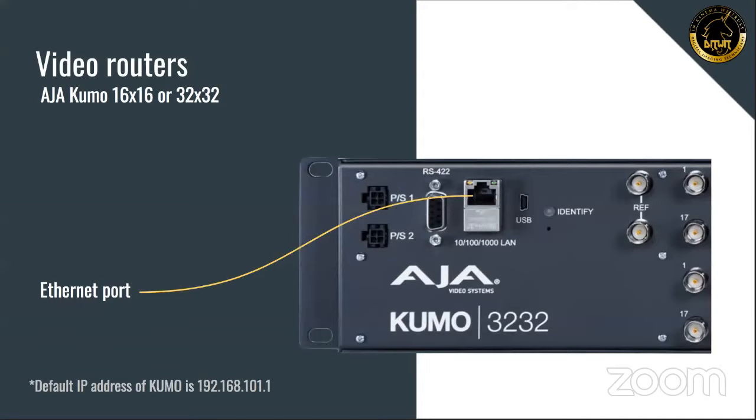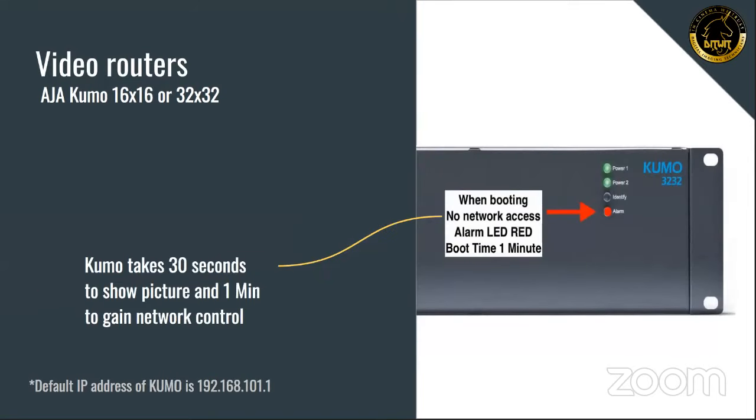The Kumo has an Ethernet port on it. You can connect your computer to it. If you bought this secondhand, it's really great to just do a factory reset. Wipe out what anyone has done to it, because you just don't know, and it removes any variables. Then you can log into the web UI and start setting things up, which we're about to show you. Just bear in mind, when the Kumo boots, the only thing that's a bummer is that it takes a little bit longer to show picture and about 1 minute to gain network control. So keep an eye on the blinking lights on the front and be patient.